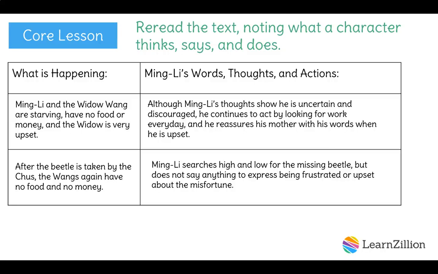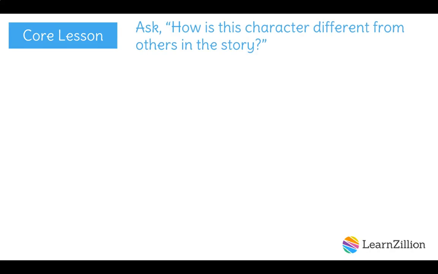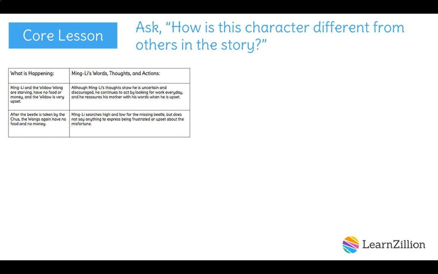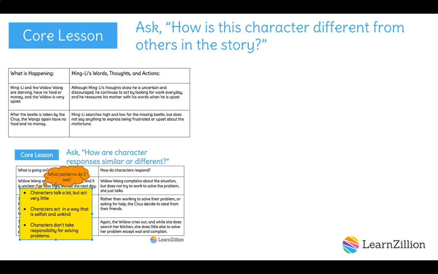So now we need to ask, how is this character different from others in the story? I'm going to do that by using my notes from today and using my character response chart from yesterday. Your notes might look a little bit different than mine, but we know that yesterday we looked at how when faced with challenging circumstances, characters in the story, specifically the widow Wang and the Jews, responded with lots of words and very few actions. The actions they did take were things like complaining or stealing, that is, they acted poorly when faced with challenges.